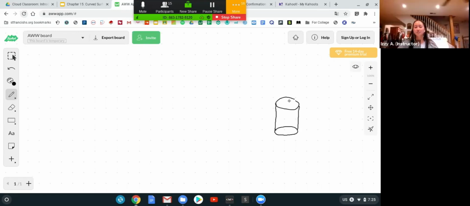All right. Oof, that's a weird cylinder. Okay. So we're going to let the height, oops. So, no, I don't want to move anything.